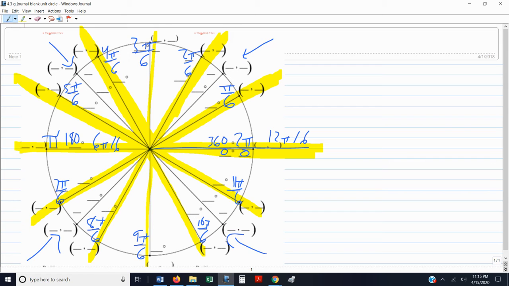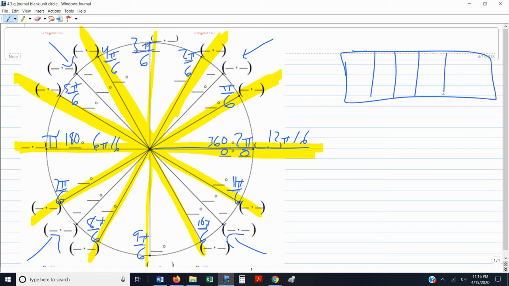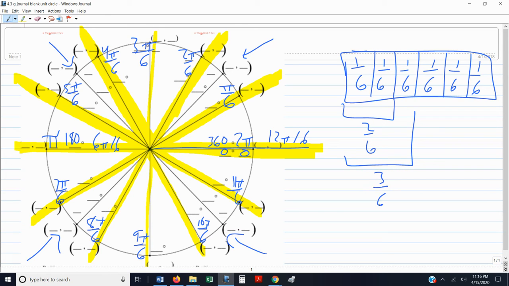So it's that idea that if you are cutting something into 6 pieces, 1, 2, 3, 4, 5, 6, this is 1 over 6. Each one is 1 over 6. Right? So this is 1 over 6. If I look at 2 of them, it's 2 over 6. If I look at 3 of them, it's 3 over 6, etc. So that is the idea, and that fills in all the radians except for 4 of them.